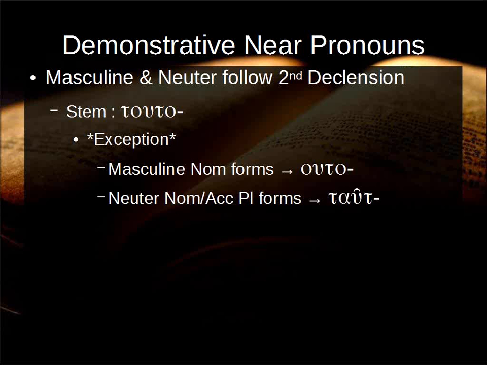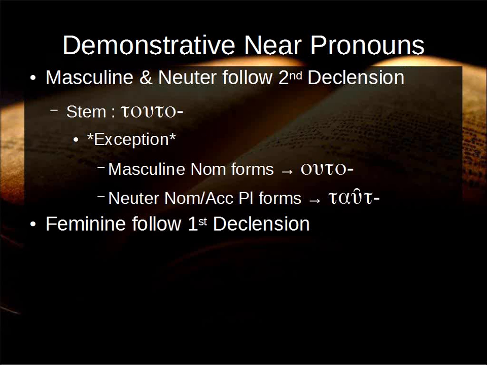For the neuter, nominative, accusative, plural, what changes is the diphthong. So instead of the omicron, upsilon, you have the alpha, upsilon. So it's tau, alpha, upsilon, tau. All right, so those are for your masculine neuter words. The next one are your feminine words. They follow the first declension. Okay, and for them, the stem is this one. Tau, alpha, upsilon, tau, eta, and sometimes alpha. Okay, so those switch.